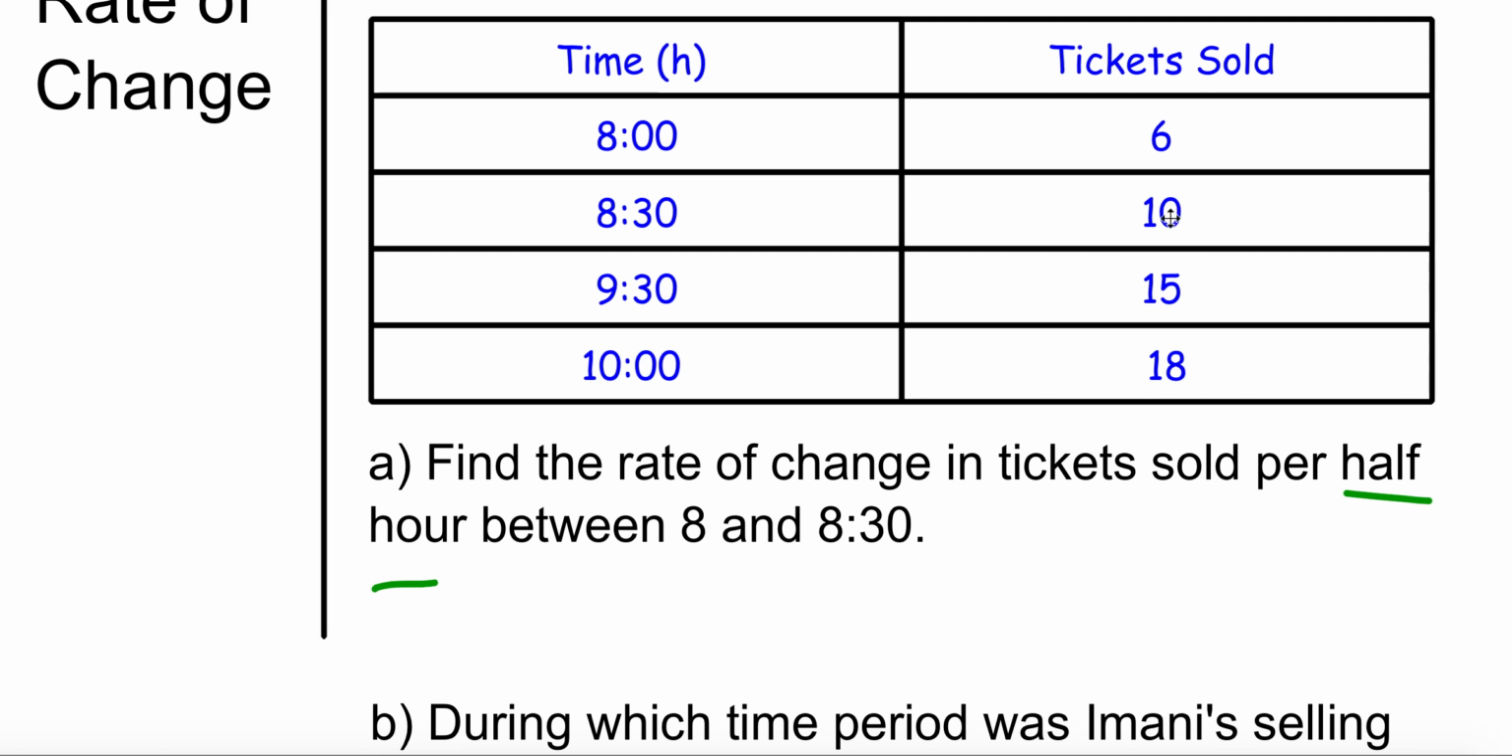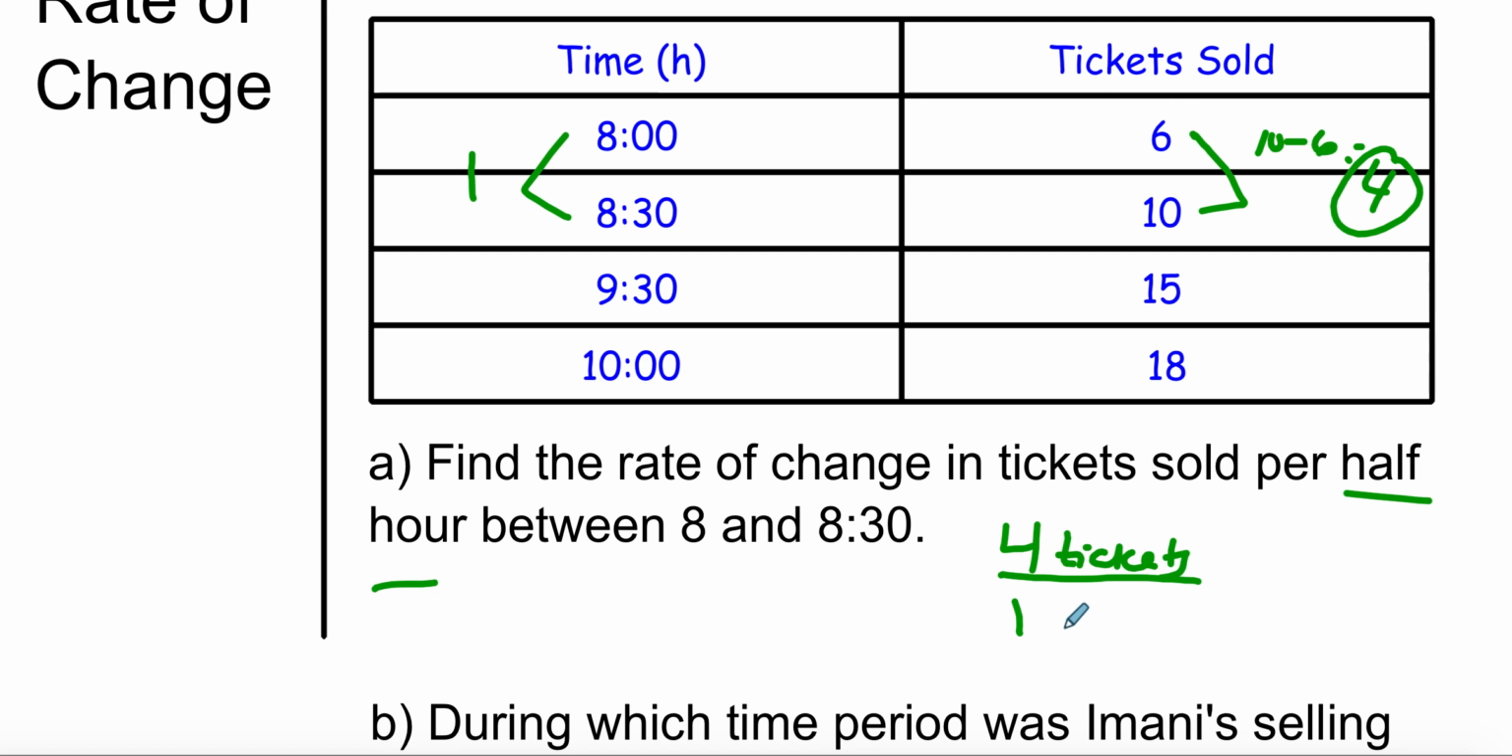And what's the difference in tickets here? So I have to take the 10 minus the 6, and I get 4. Again, we're talking about a half-hour increment, so that's just one increment. We don't have to do the 30 minutes. So there were 4 tickets in the one 30-minute increment, or half-hour increment. We sold 4 tickets in that time.